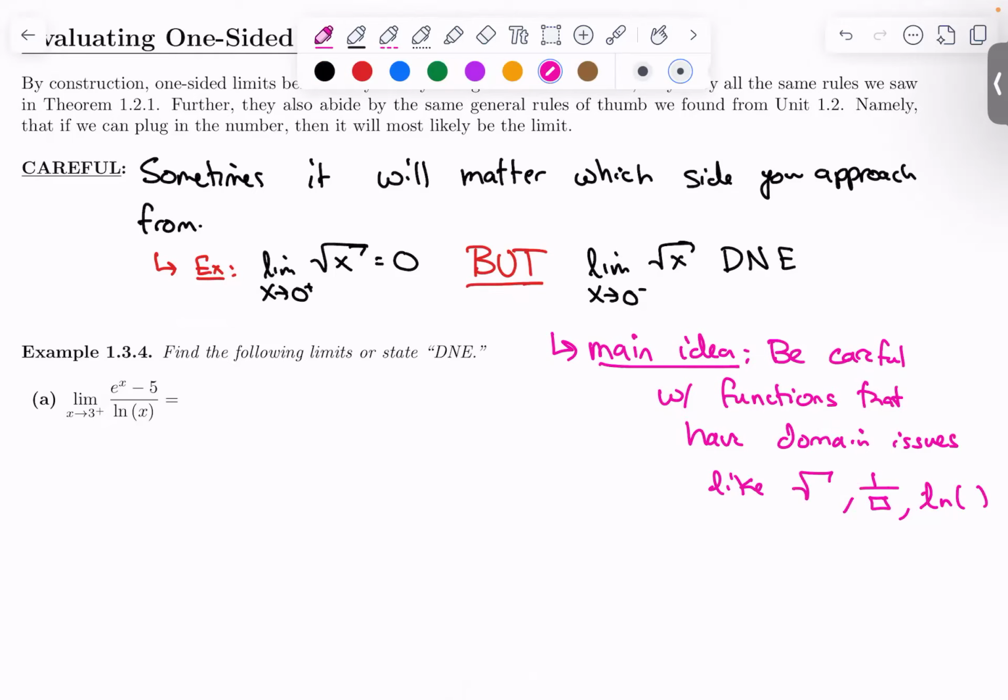The square root, you need to make sure that the inside is greater than or equal to 0. Logarithms, you need to make sure that the inside is strictly positive. It can't be 0. 1 over something, you got to make sure that it doesn't equal 0. Those are the ones where we need to be a little bit careful. Mostly, though, just the square root and natural log. Those are the big ones.